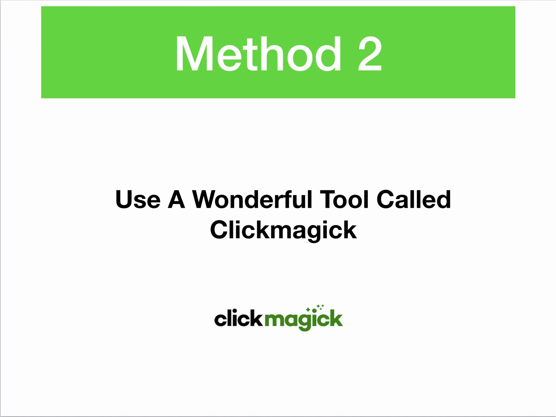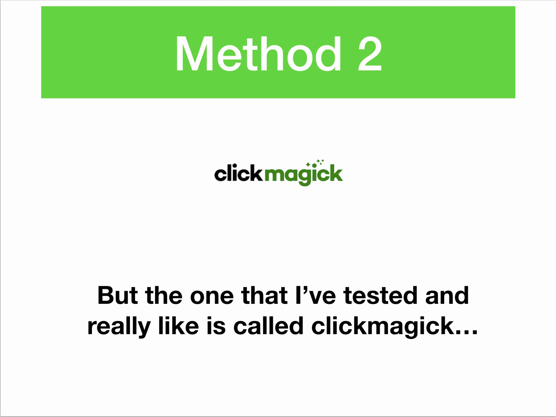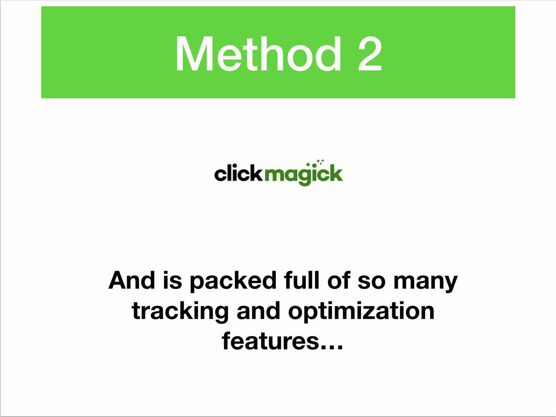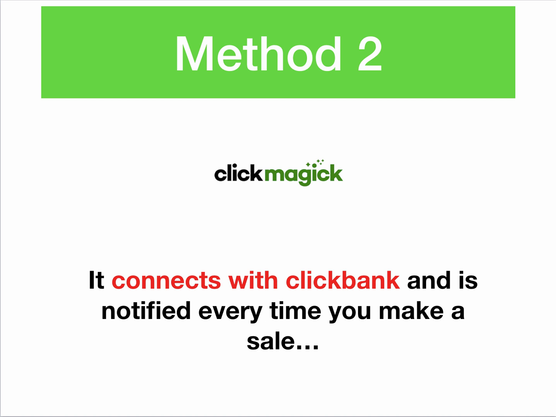The second method is to use a wonderful tool called Clickmagick. There are probably many tools that can accomplish this, actually, but the one that I tested and really like is called Clickmagick. It has amazing training. It is very easy to set up. And it's packed full of so many tracking and optimization features that I haven't even been able to touch yet. But most importantly, it connects with Clickbank and is notified every time you make a sale.